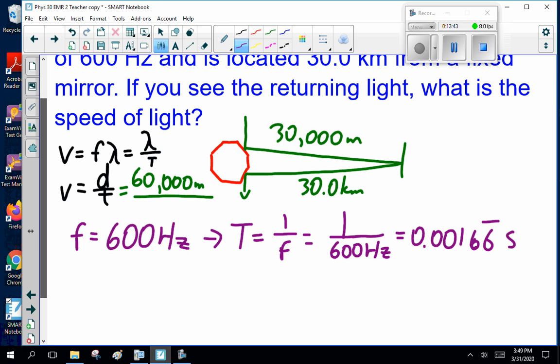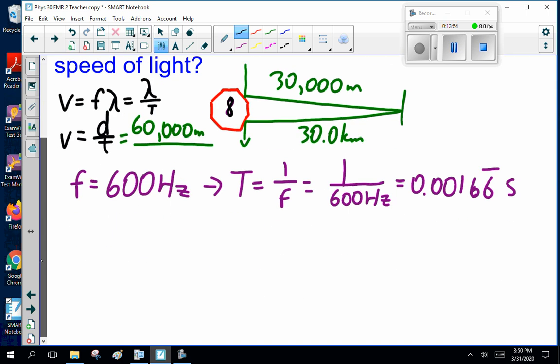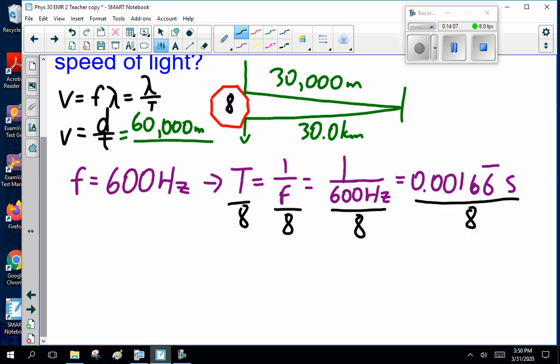Seconds. Now, the trick is, yes, it's an 8-sided mirror, which means divide all this by 8. Not the frequency, the time. 1 complete rotation, but you're dividing by 8. Now be careful. I have seen 10-sided and 12-sided, but Michelson used an 8-sided mirror, so that seems to be a popular number. Be prepared to see it different.